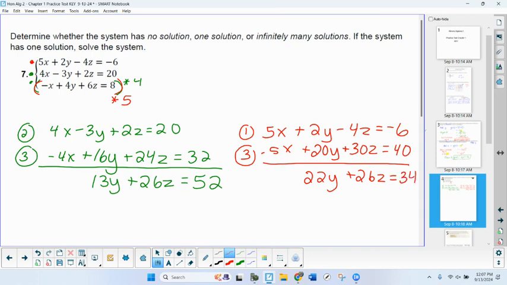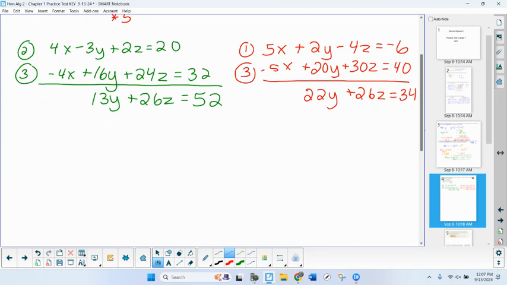Perfect. Now I need to solve the green equation with the red equation. The z's are both 26z, so I just need to make one of them a what? Negative. It does not matter which one you made negative. Did you make 13y negative or 22y negative? 22y. So he multiplied this one by -1. When you did, what'd you get? Negative 22y minus 26z equals -34.